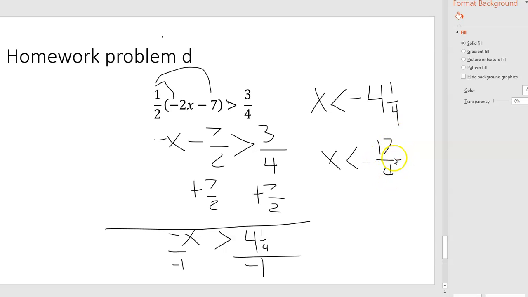And if you're an expert on your calculator, you can watch the video that teaches you how to do it. You can hit second ABC, and that will give you the improper fraction.